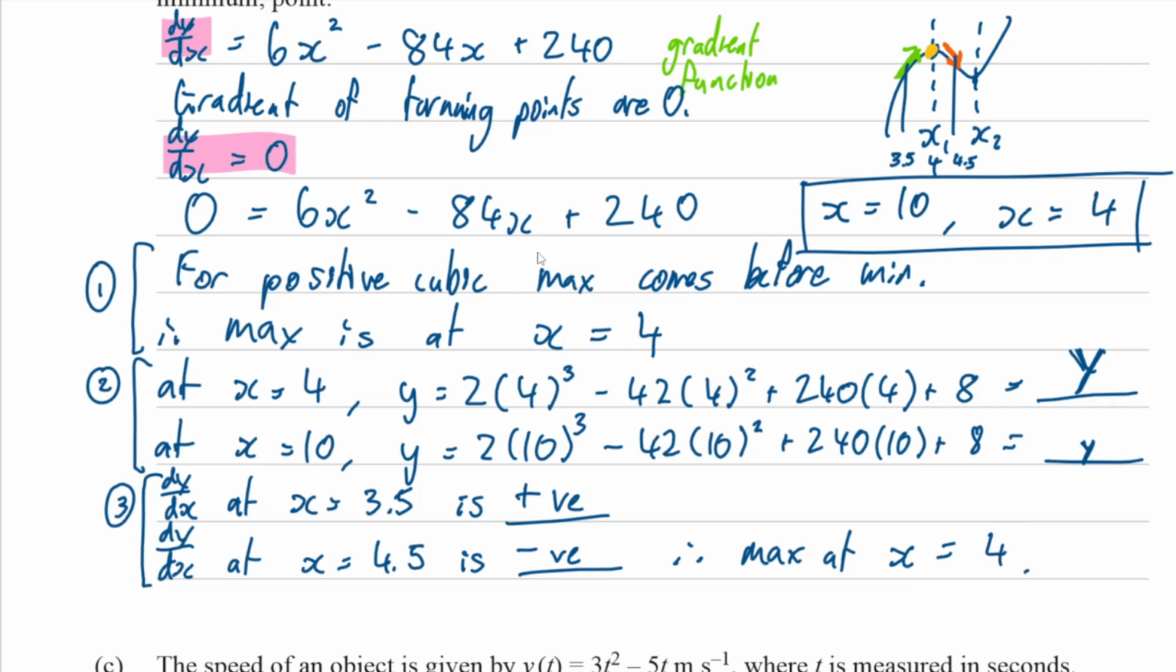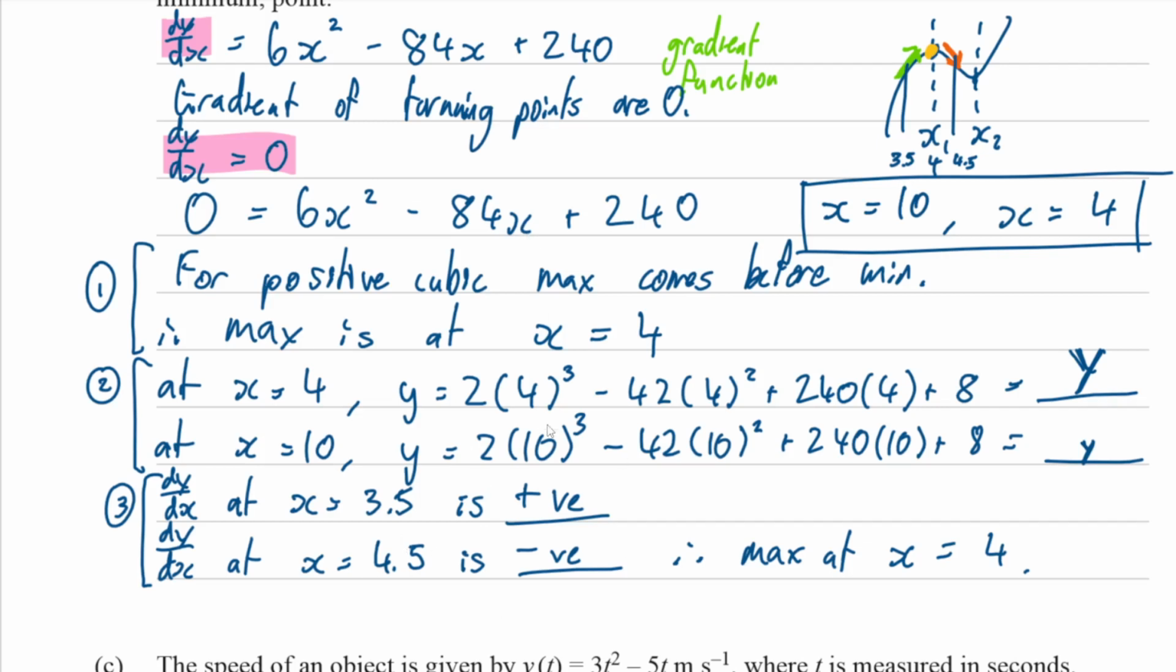And I chose 3.5 and 4.5 just arbitrarily, as long as your point just to the right is less than, in this case, 10. Right, so I could have chosen 3 and 5. It would have been a bit easier to calculate perhaps, but use your calculator anyway to make sure you're correct. So those are 3 different ways you could justify why it's a maximum. You only need to show one of them.